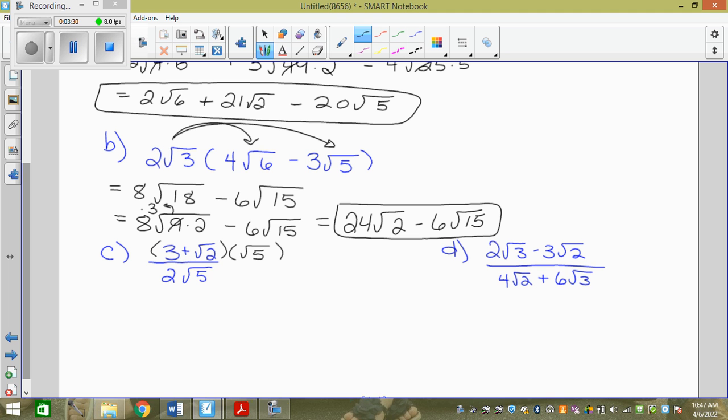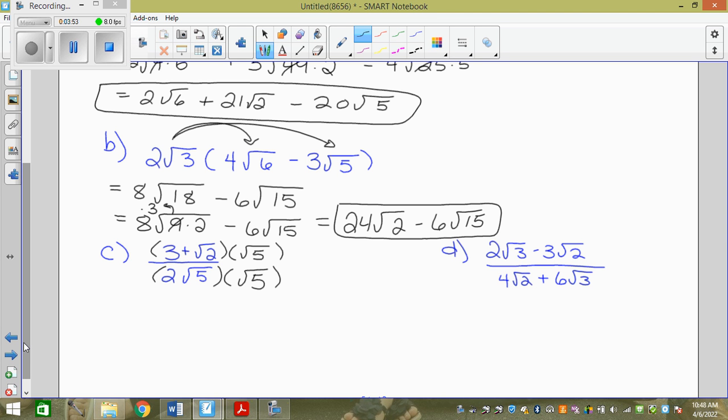I don't have to multiply by 2 root 5 because I just need to rationalize the denominator. I need the denominator's radical to go away. And when I have just a root 5, the easiest way to get it to go away is to multiply by root 5, because root 5 times root 5 is 5. So I only have to multiply by what's under the radical if I have a monomial denominator.